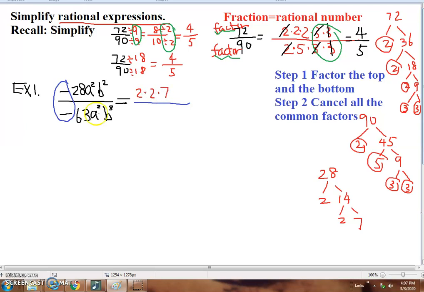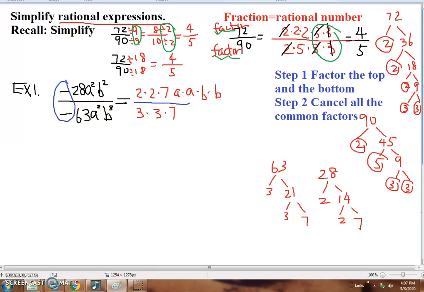And similarly, we can break down 63. 63 is 3 times 21, and 21 is 3 times 7. So when we factor 63, we get 3 times 3 times 7. And then we can break down a squared, where a squared also means a times a, and on the top, b squared means b times b.